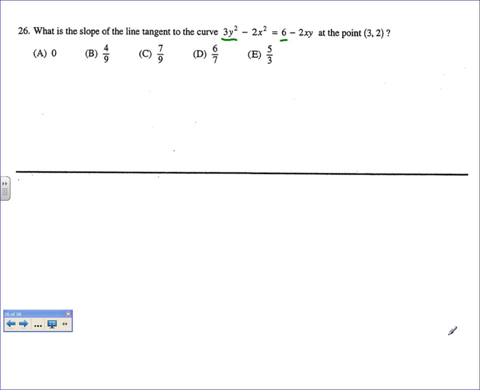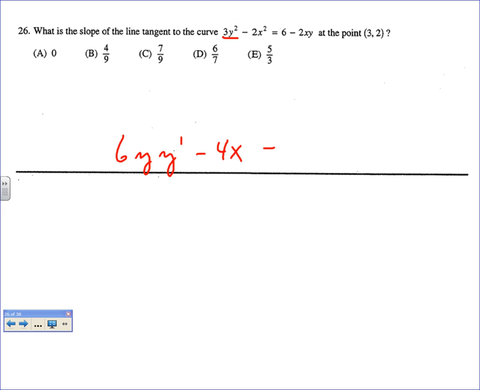In this particular problem, we're asked about finding the slope or the derivative at a point, and the relation is written that we've got x's and y's all over the place. We're going to use implicit differentiation here. The derivative of that first term, won't it be a 6y y prime? The next term will be a negative 4x.